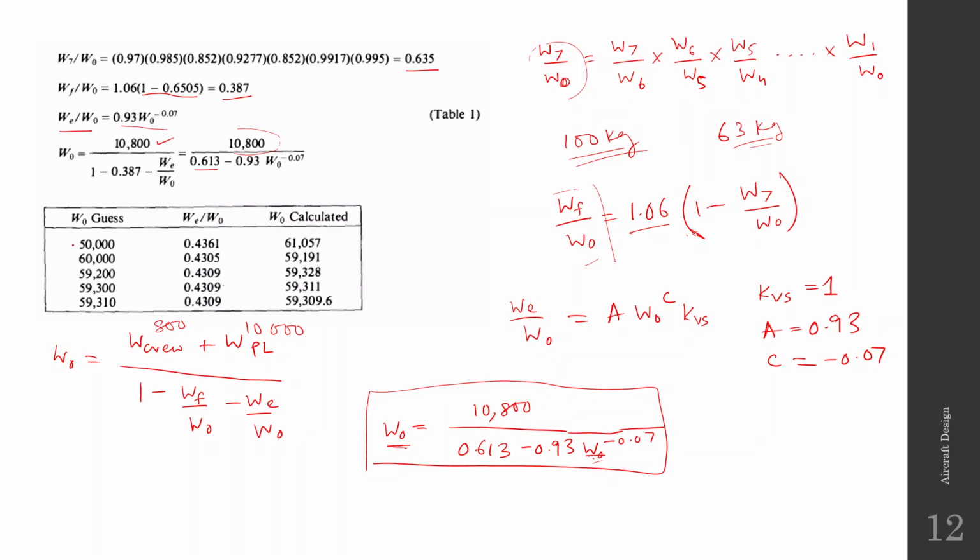So they take a starting guess of 50,000 here. You put 50,000 over here, and you see what is the value of W naught which is coming out of this formula. When you put 50,000 on the RHS, we find that the LHS is 61,000. So then let's take a new guess of 60,000.